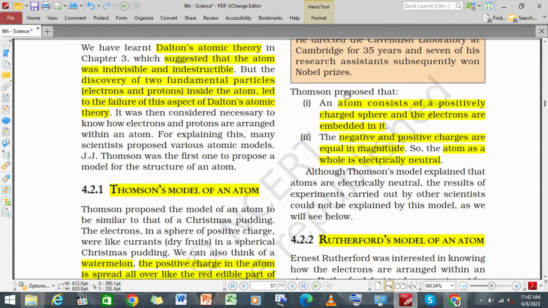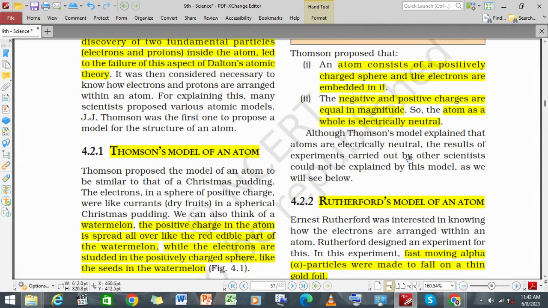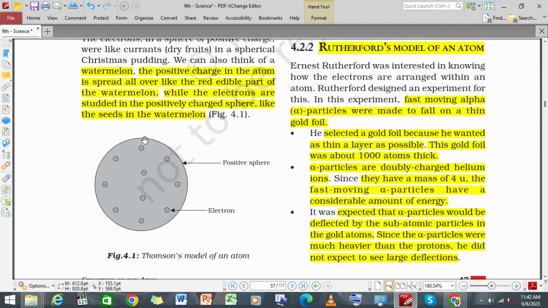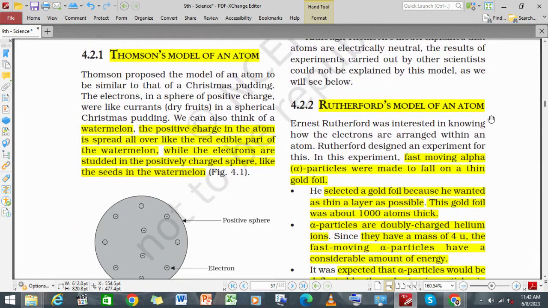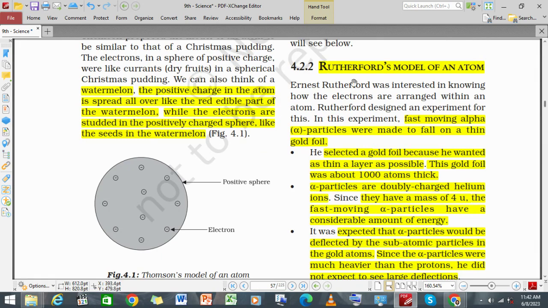Thomson proposed that the atom consists of a positively charged sphere and the electrons are embedded in it. All right, and negative and positive charges are equal in magnitude, so the atom as a whole is electrically neutral. He told that both the positive and negative charges are balanced, so they are stable.